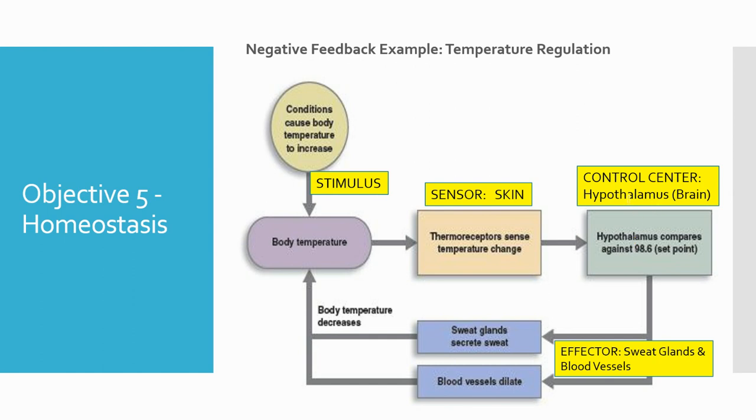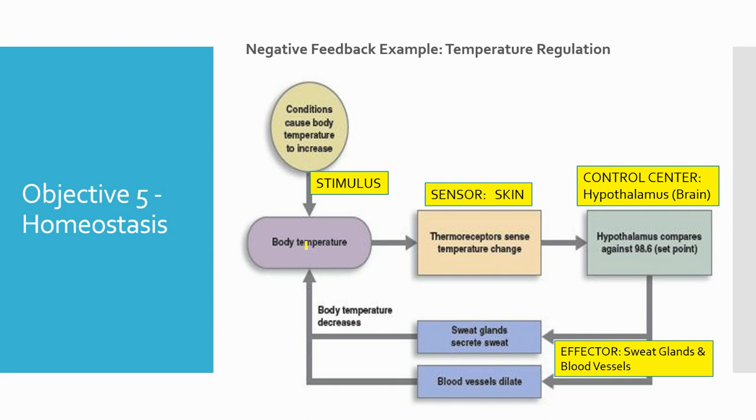And then the control center, which is in your brain, is going to tell your body what to do. And the effectors are normally going to be glands or muscles, or in this case also we have blood vessels. And so once your brain determines that you're getting too warm, it's going to tell your sweat glands to secrete sweat and your blood vessels to dilate. Both of those are going to help the body temperature go back down.